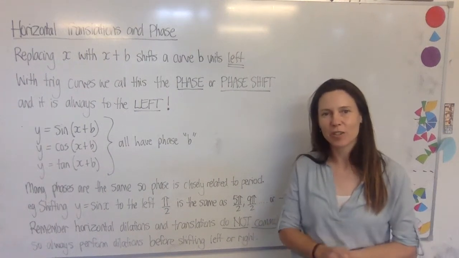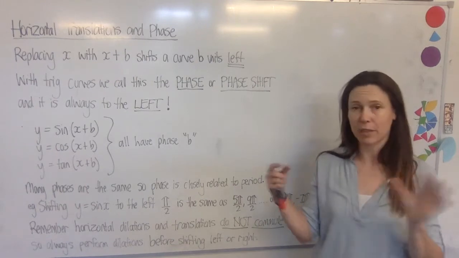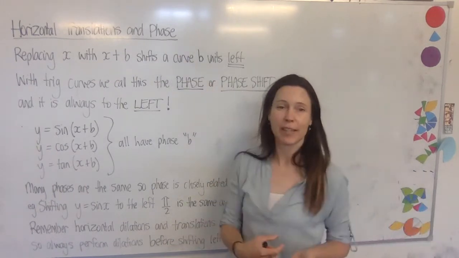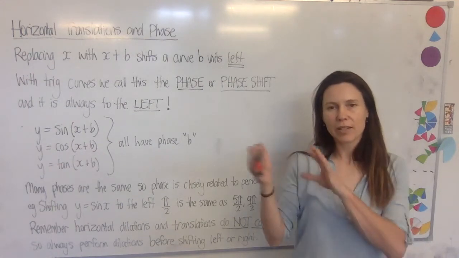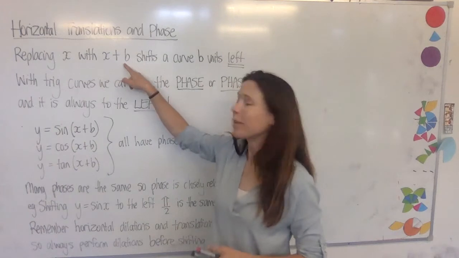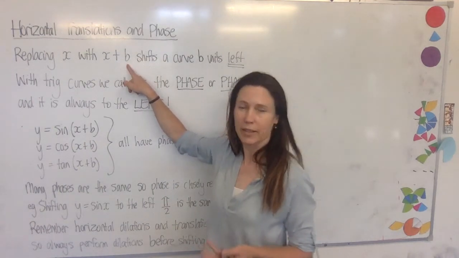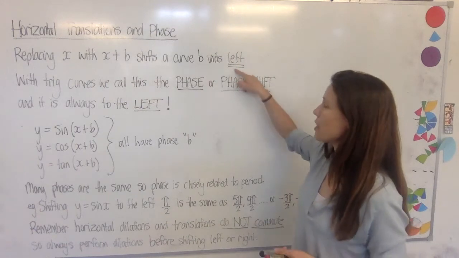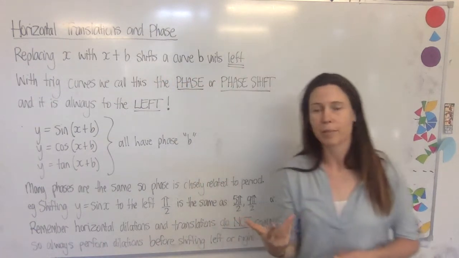Now let's look at horizontal translations. And there's a special word that we use with trig graphs when we're moving them left and right, and the word is phase. Now we already know how to make a horizontal translation. To slide a graph left or right, we normally just replace x with x plus or minus something. And we've learnt that adding something, let's say b, shifts a curve b units to the left, whereas subtracting something shifts it to the right.